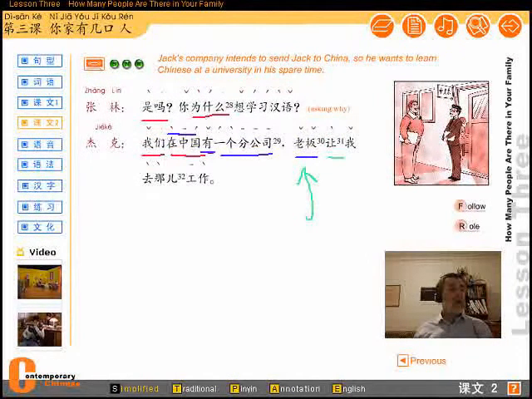Okay, and the 那儿 there you could change for 那里. Right, that's it.